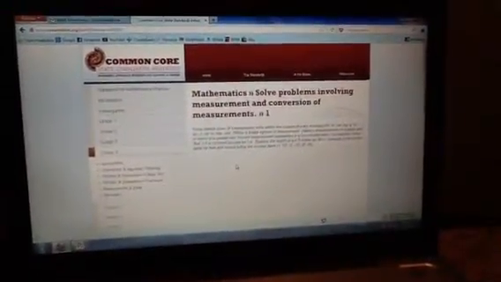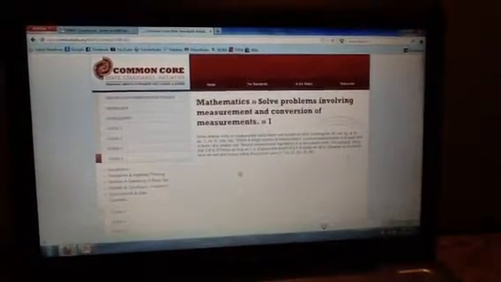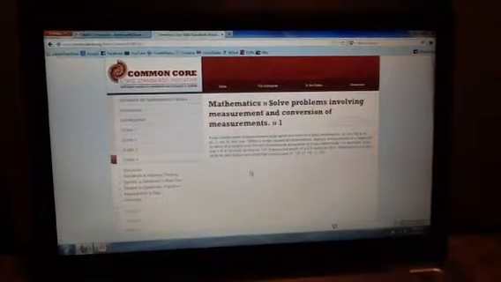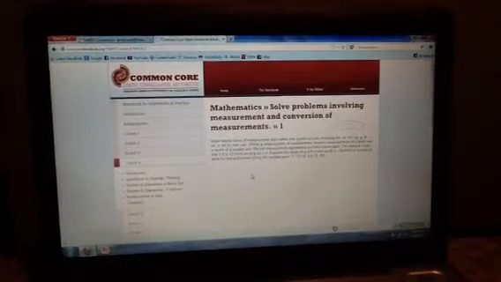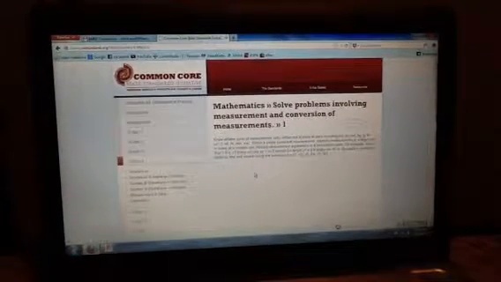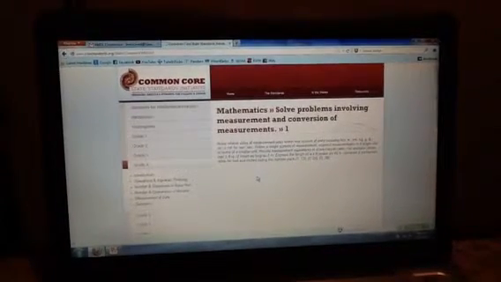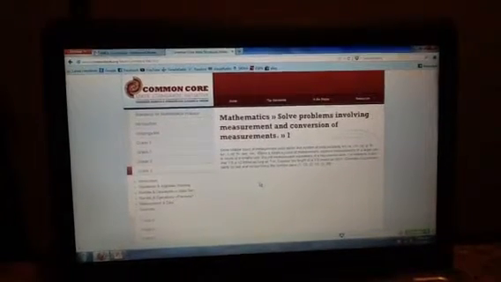This is a Math Common Core standard for the 4th grade, and what it says is know relative sizes of measurement units within one system of units, including kilometers, meters, centimeters, kilograms, grams, pounds, ounces, liters, milliliters, hours, minutes, and seconds. Within a single system of measurement, express measurements in a larger unit in terms of a smaller unit. Record measurement equivalents in a 2-column table.